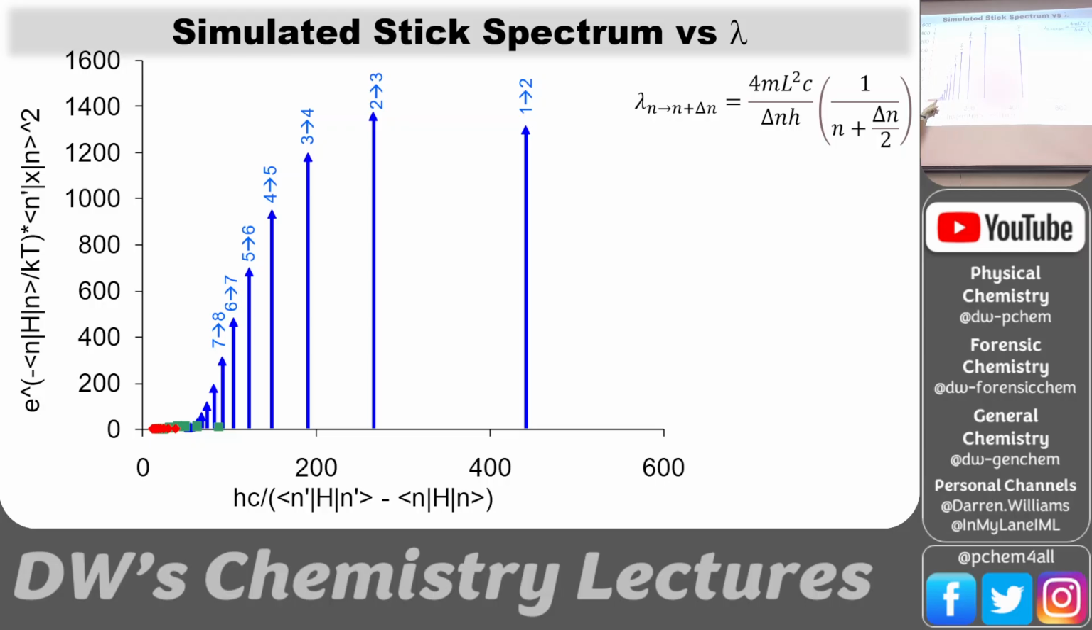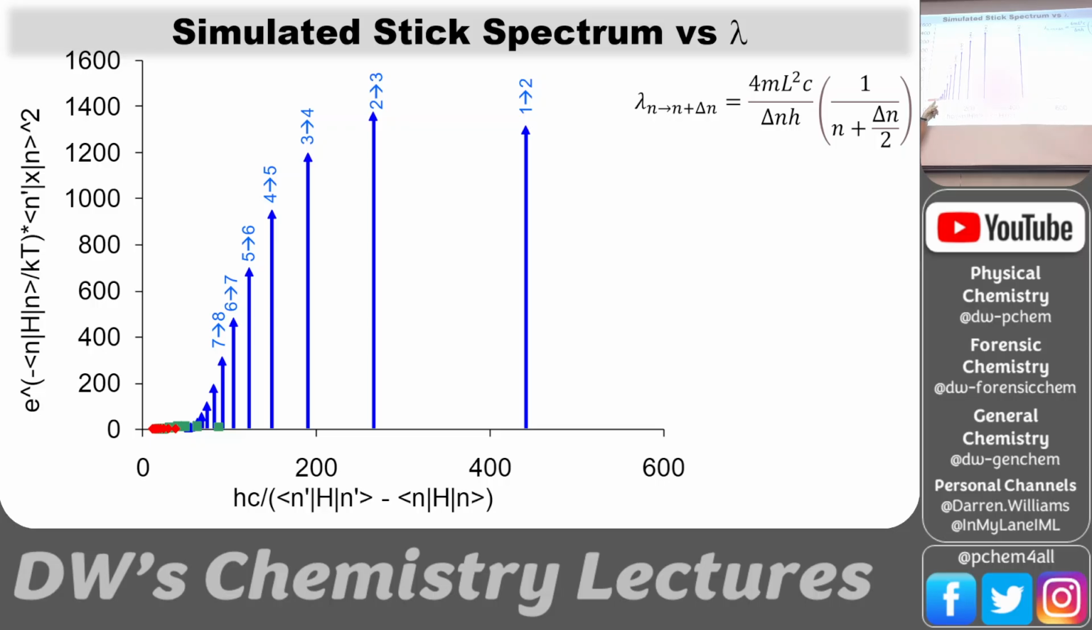They're all delta n equals 3. What about the red ones? Well, those are delta n equals 5. 1, 3, 5, 7, 9. All of the odd transitions are possible, are probable. Probable. They're just not strongly probable.